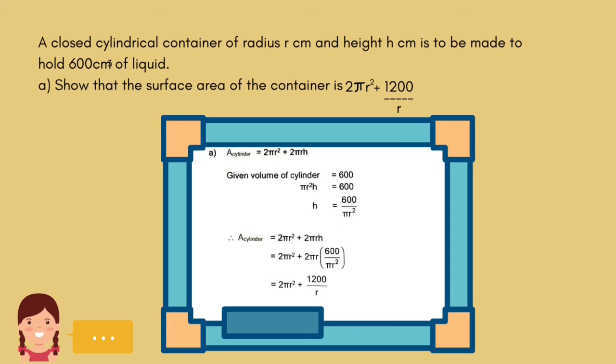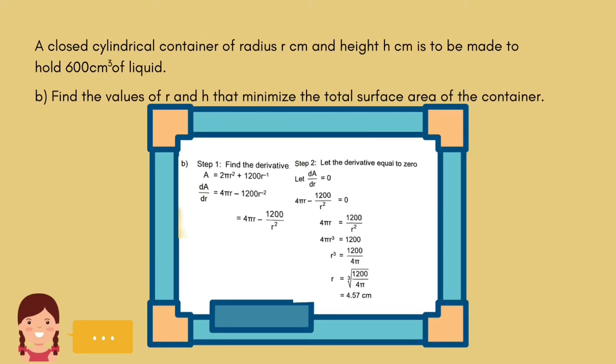Next step, we use substitution to replace h with 600 over pi r squared. So, we get the area of the cylinder equal to 2 pi r squared plus 2 pi r times 600 over pi r squared. Then, for the last answer, we get the area of the cylinder equal to 2 pi r squared plus 1200 over r.